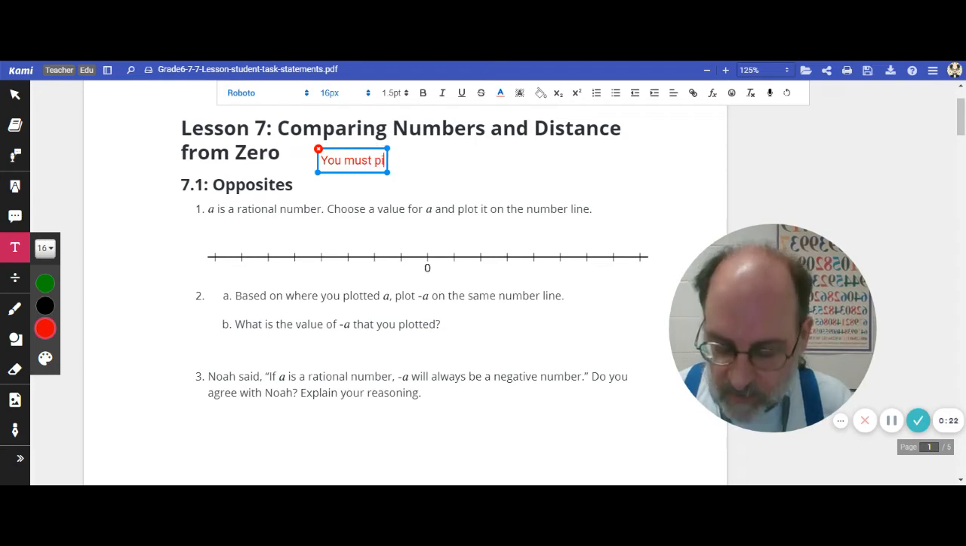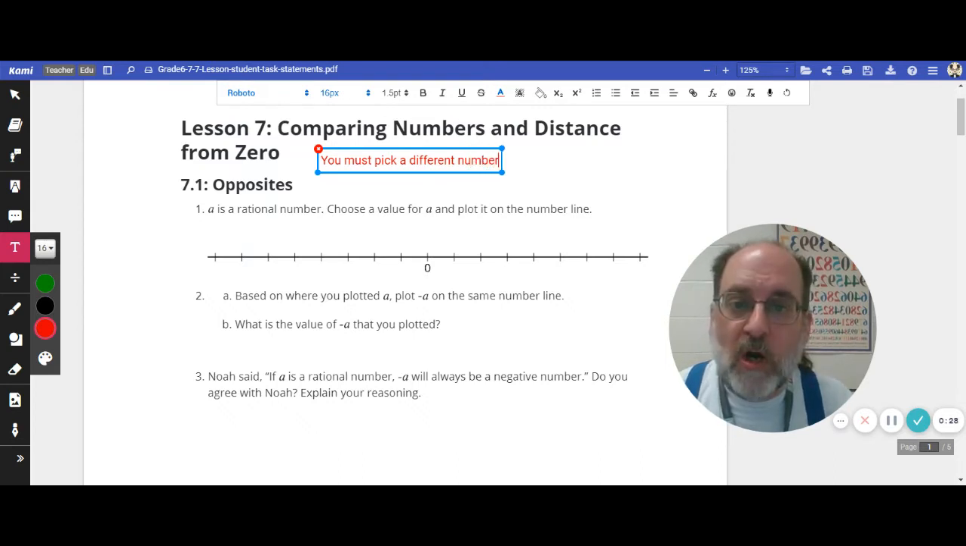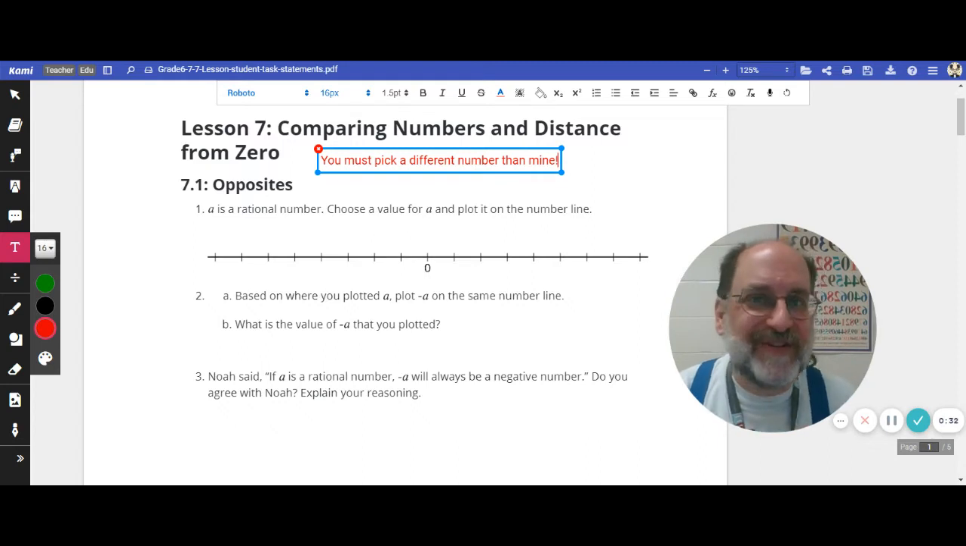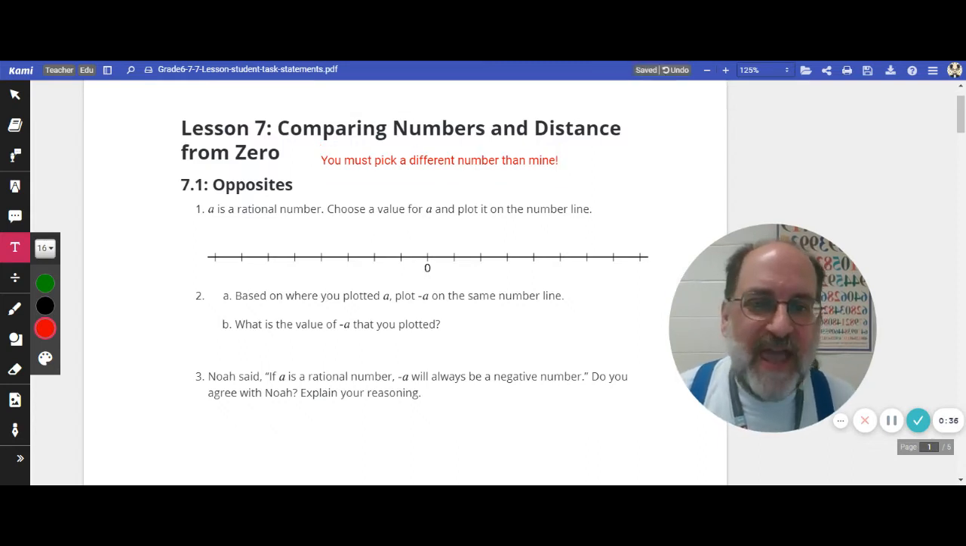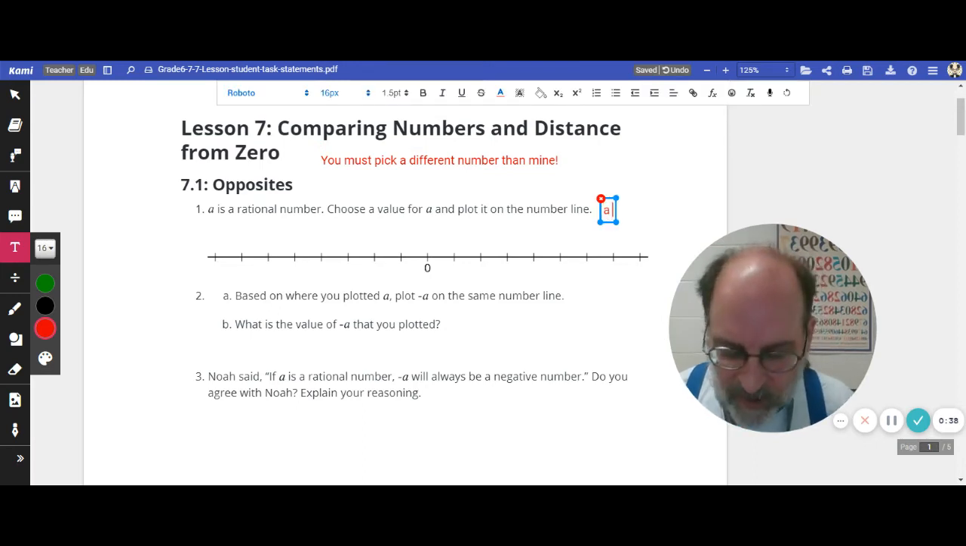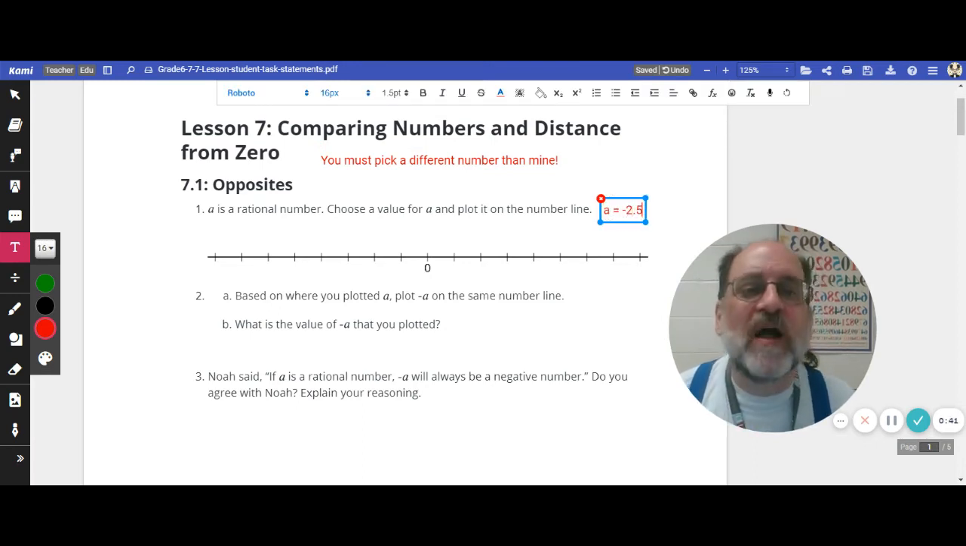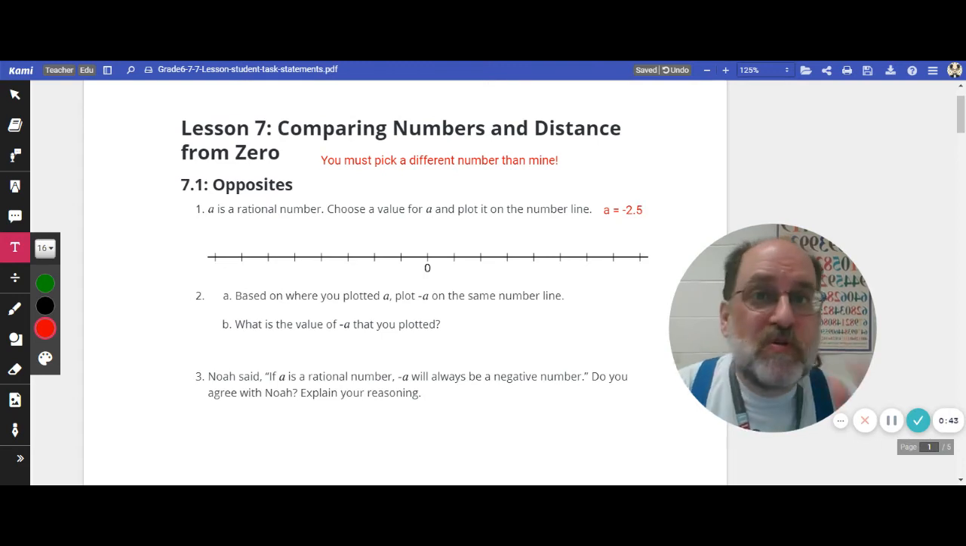Notice something. So I'm going to write this down. You must pick a different number than mine. I'm not going to give you credit for just writing down what I chose. So I'm going to choose a value for a, and I think for a, what I'm going to choose is -2 5/10. But you can't choose this. Very important. You're going to have to choose something else besides this.